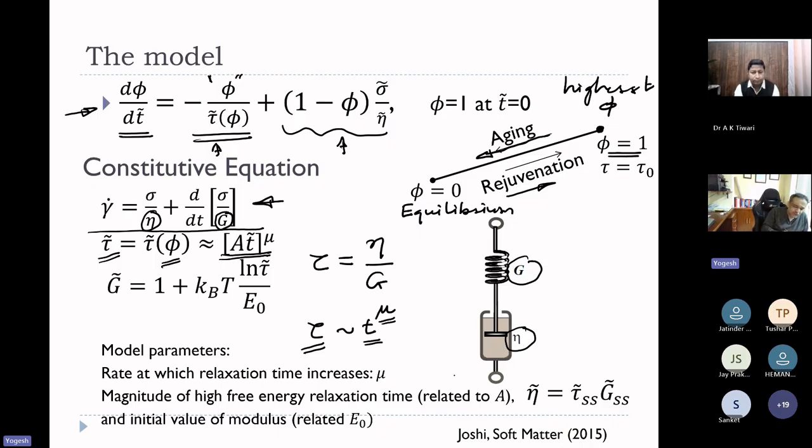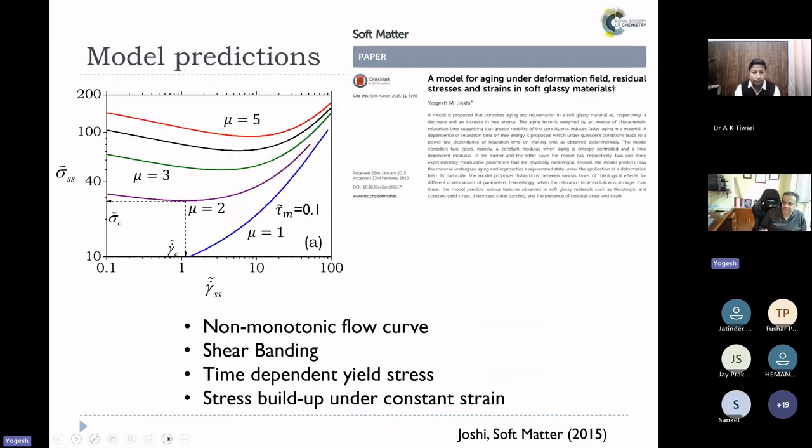All right. And I'm going to show you a very simple prediction of this particular model. For mu equal to 1, we see a behavior that looks something like this. On the vertical axis, we plot steady state stress. On the horizontal axis, we plot steady state shear rate. And for mu equal to 1, this particular line shows a plateau in the limit of small stress.